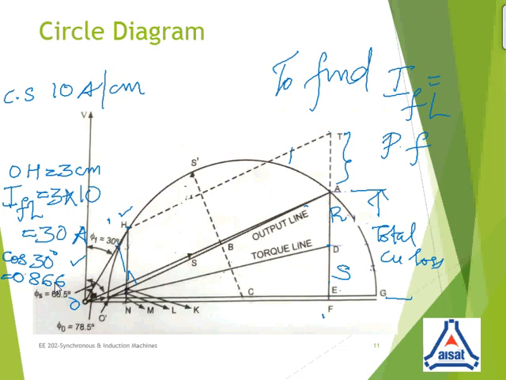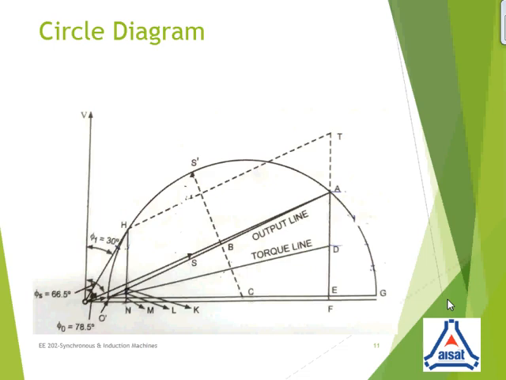Now I will give you an insight into the mark split up. The mark division goes like this. For the complete plot of the circle diagram, you will get straight away 5 marks. Then for the computation of the line current, IFL, when you compute it properly as 30 amps, you will get 3 marks. Then for the computation of power factor, you will get the remaining 2 marks. So that completes the mark split up.